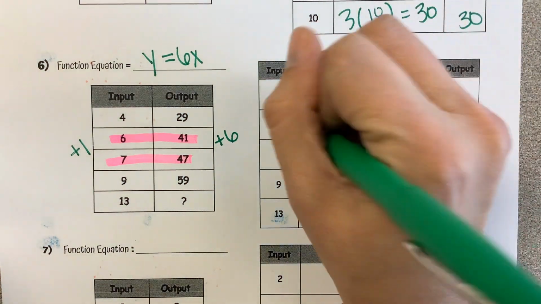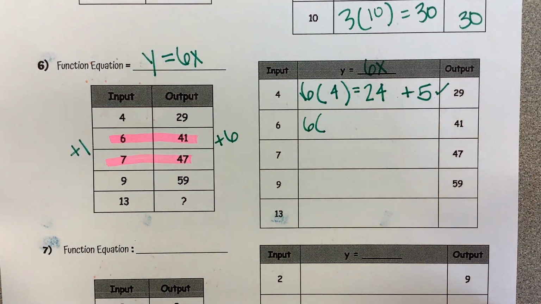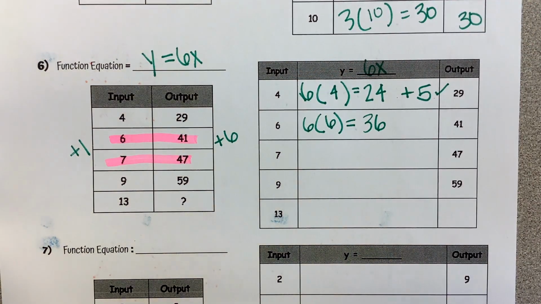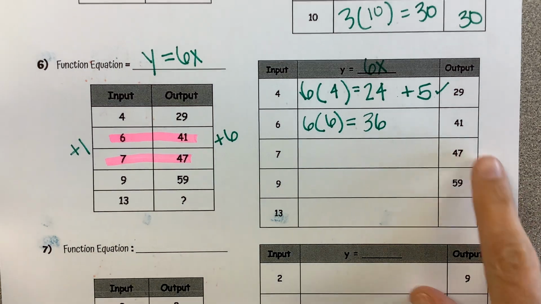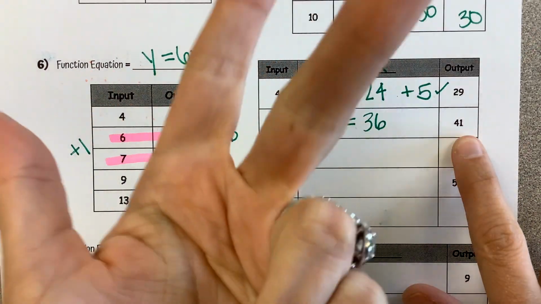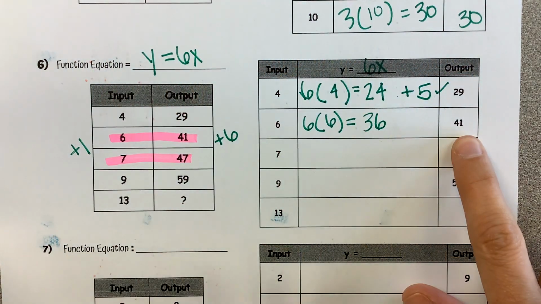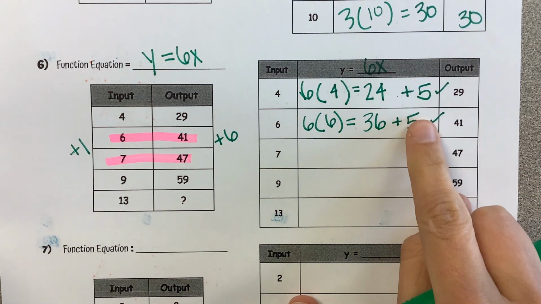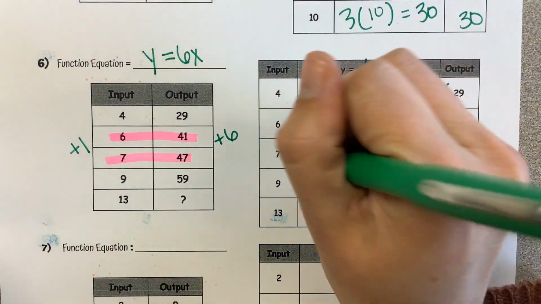Let's double check the next one. 6 times our input of 6. When I plug that in, I would get 36, which does not equal 41. So if I add 5, 37, 38, 39, 40, 41, that will get me to 41. So we're seeing the pattern here. Let's try it with 7.